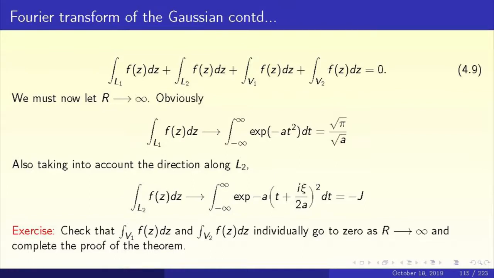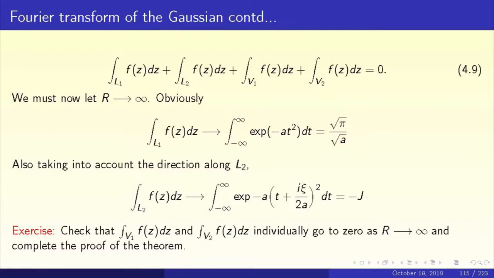First of all, look at the base, integral f(z) dz along L1. It is an integral from minus infinity to infinity e to the power minus at squared dt. When R goes to infinity, that's exactly what you get. And this integral is root pi by root a, not a problem.